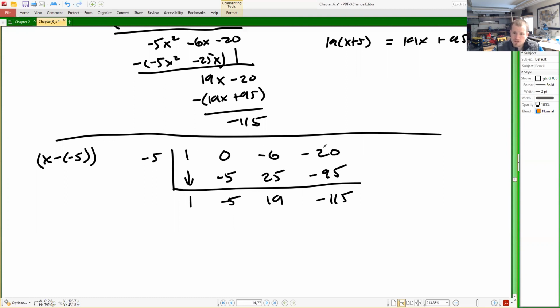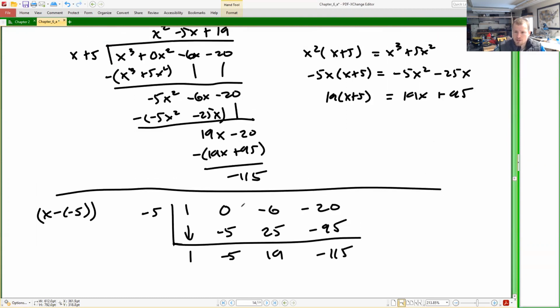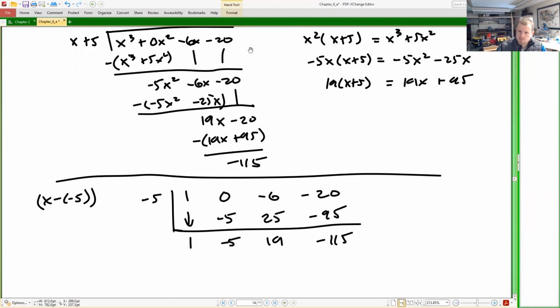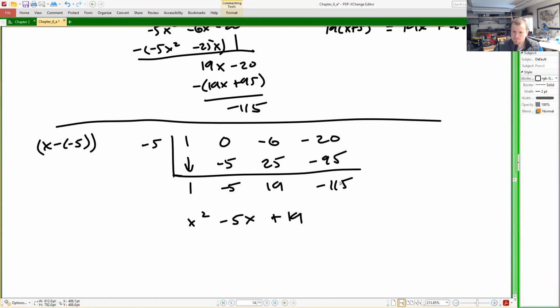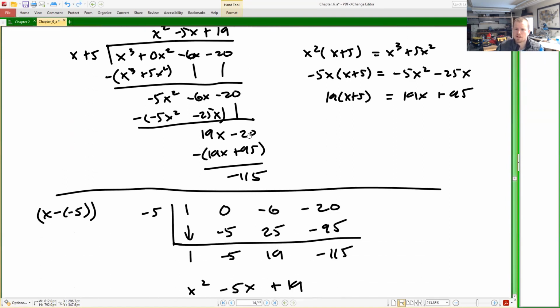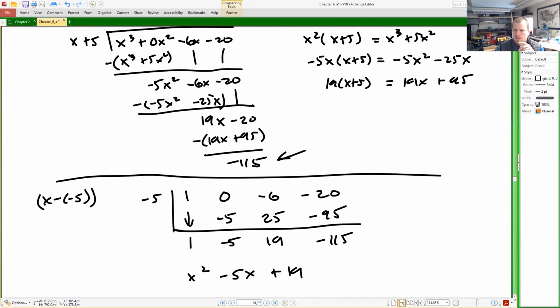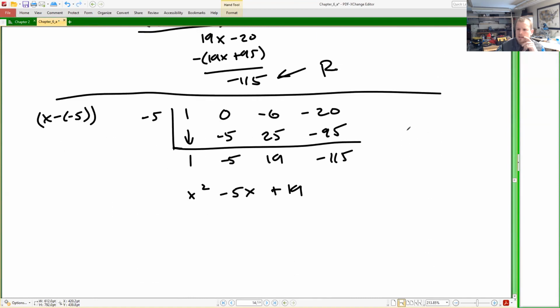So much like these were the coefficients from the original polynomial, what we're left with is the coefficients of the resulting polynomial. X squared minus 5x plus 19, which is the same thing we have here. This number here is called the remainder. This number here, same thing, it is the remainder.